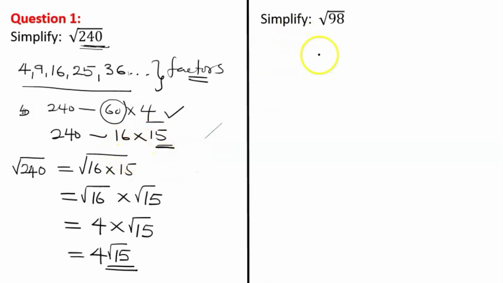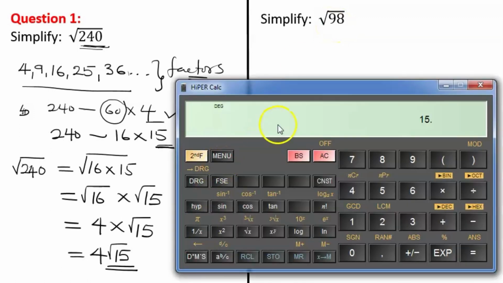Now look at this one. In this case, we are looking at 98. So of course, I'm going to try again and say 98 divided by 4. That gives a decimal, so it will not work. We also have 98 divided by 9. That gives a decimal, it will not work. 98 divided by 16, that's also not working.